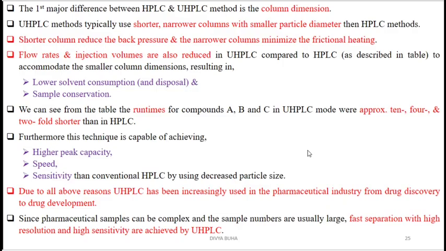So one of the major differences between HPLC and UHPLC methods is the column dimension. We know that in UHPLC the length of the column would be lesser and the columns would be narrower, which means that the internal diameter of the UHPLC columns would be lesser. And even the particle size, or you can say particle diameter, would be lesser in UHPLC columns as compared to the HPLC columns. So when the columns have shorter length, it would reduce the back pressure.